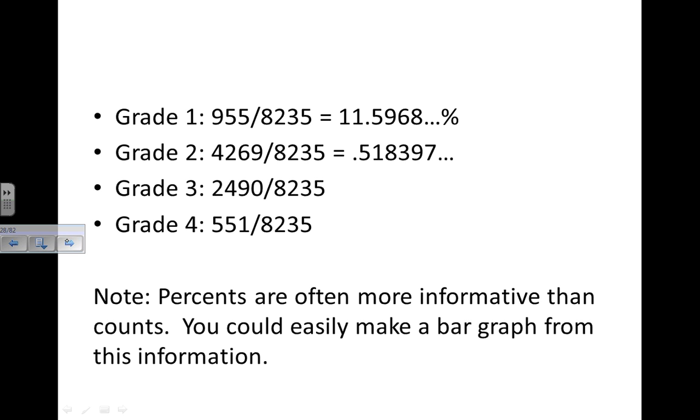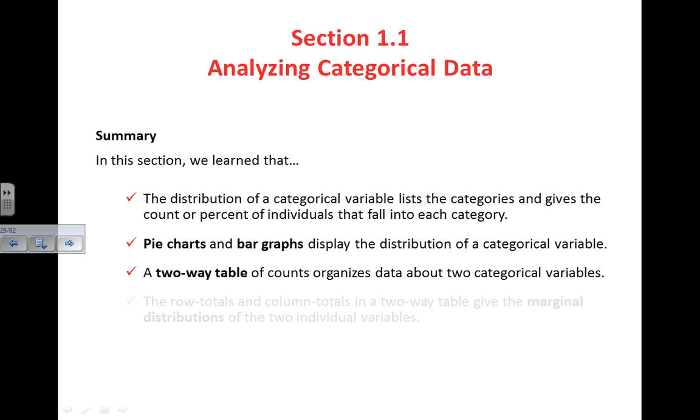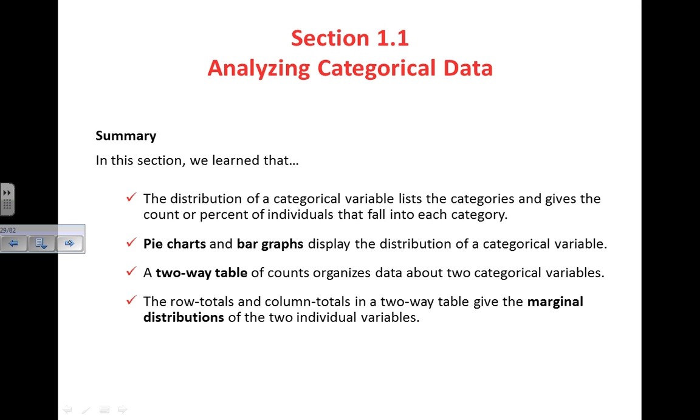Percents are often more informative than counts, because you can see how each compares relative to everything else. All right, so just a summary of section 1.1. The distribution of categorical variables lists the categories and gives the count or percent of individuals that fall into each category. Pie charts and bar graphs display the distribution of categorical variables. A two-way table of counts organizes data about two categorical variables, and you need to know the difference between marginal and conditional distributions.